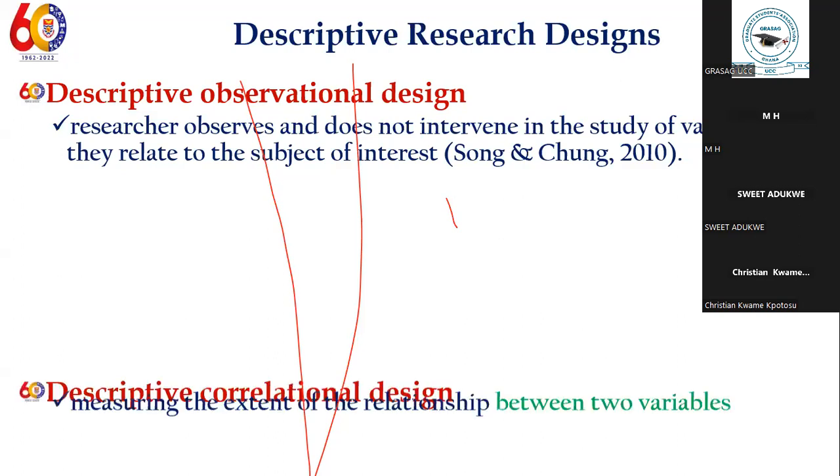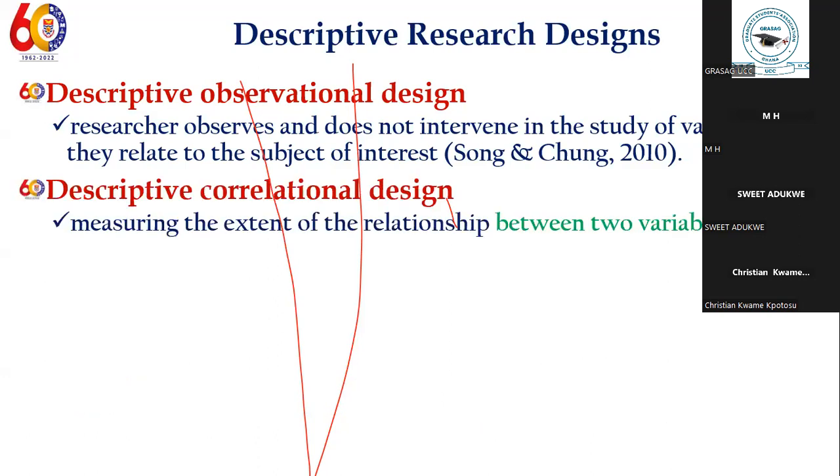Again, we also have the descriptive correlational design. Here we want to see what is the relationship between two variables. Someone will say, is it always the case that it is two variables? No, but yes. The no is that even if we have 6 variables and we are looking at the relationship among them, at the end of the day, we are going to compare only 2 of these variables at a time.